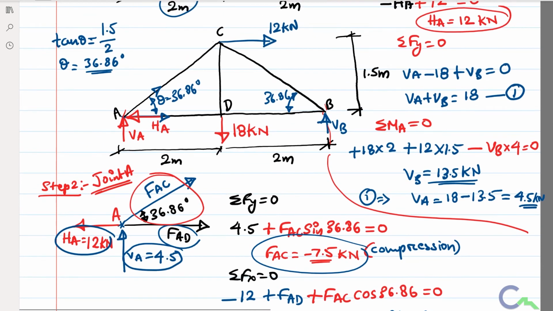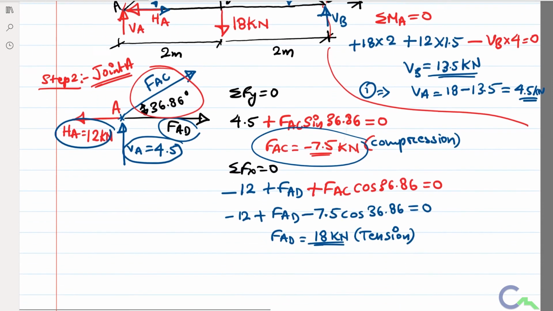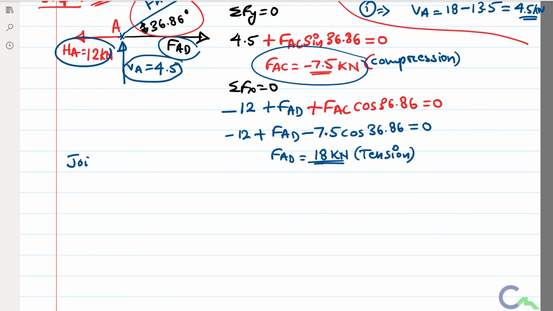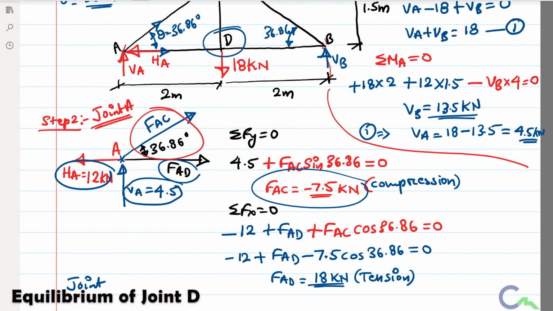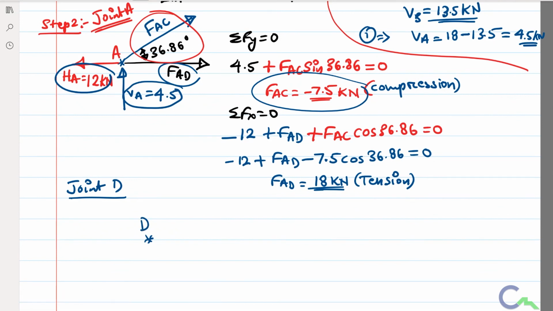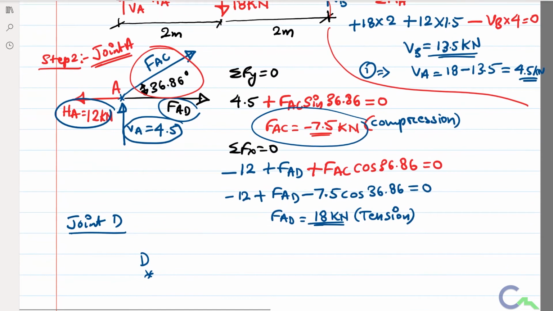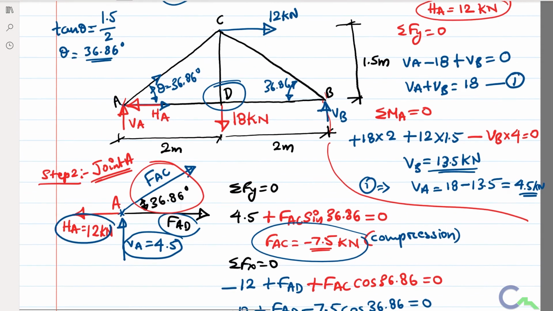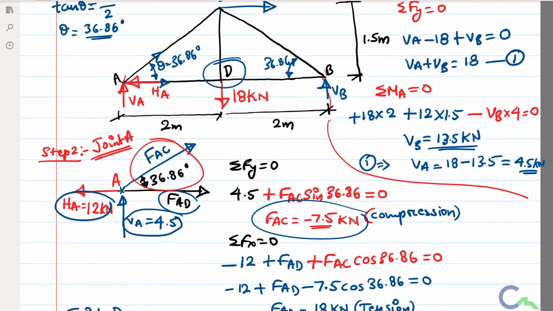So after this I'm going to solve the next joint. In this case I can take joint D because it is having two unknowns, that is FDB and FDC. So I will consider joint D. First I am going to take that joint, that is D. One force is acting, that is 18 kilonewton in the downward direction. Then first I am considering FDB.